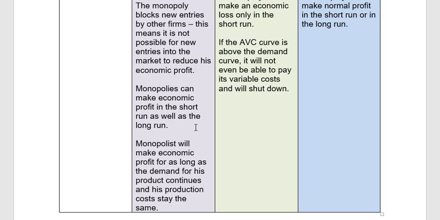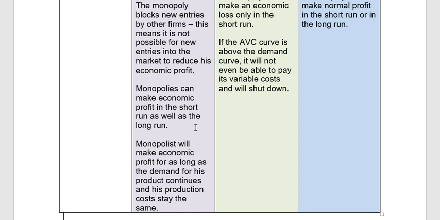Entry is completely blocked. There are either artificial barriers or natural barriers, but it is impossible for anybody to enter this industry. Remember, in the perfect market, economic profit was possible in the short run, but not possible in the long run. The reason for that was the freedom of entry and exit. As soon as your perfect competitor makes economic profits, other entrepreneurs enter the industry and his market share decreases. Prices and everything decrease, which reduces his economic profit into a normal profit. In the monopoly, this is not possible because entry is blocked.